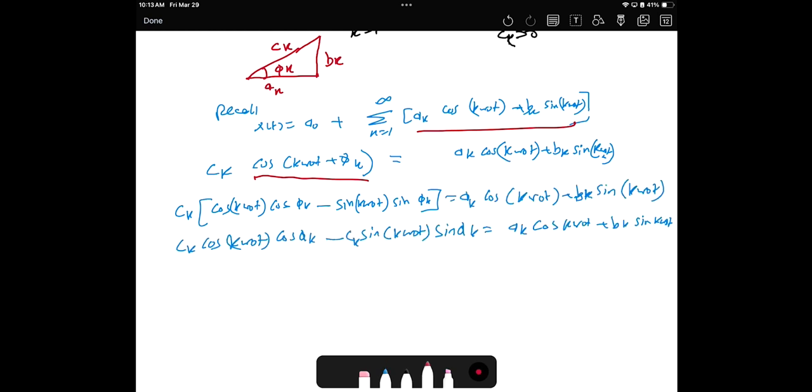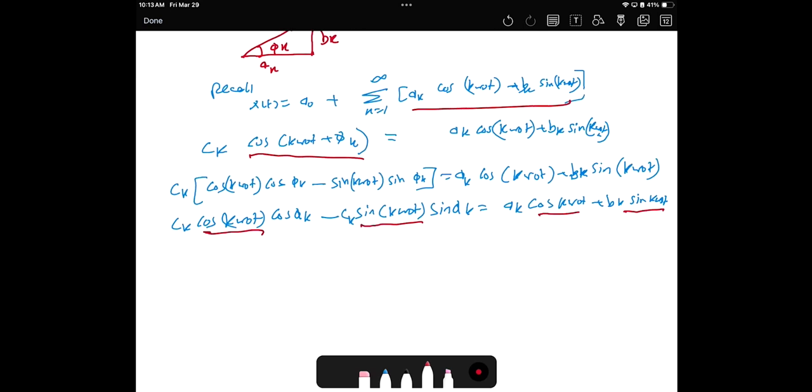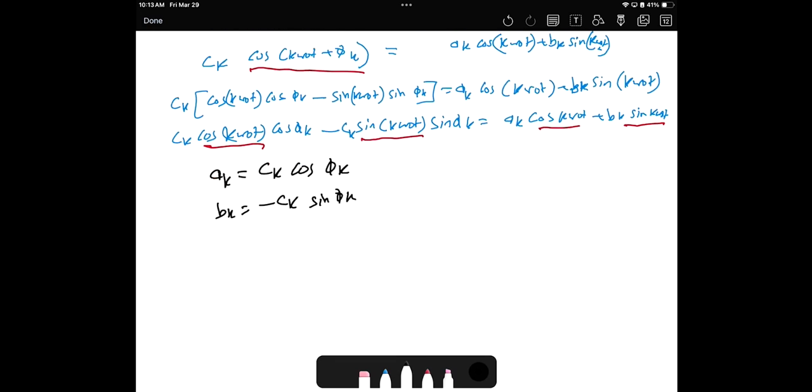So you can match the sine k omega naught t terms and the cosine k omega naught t terms. By making a comparison, you can realize that a k is actually c k cosine phi k, and b k is actually negative c k sine phi k. That's it. It's just math, similar to converting polar and rectangular forms.